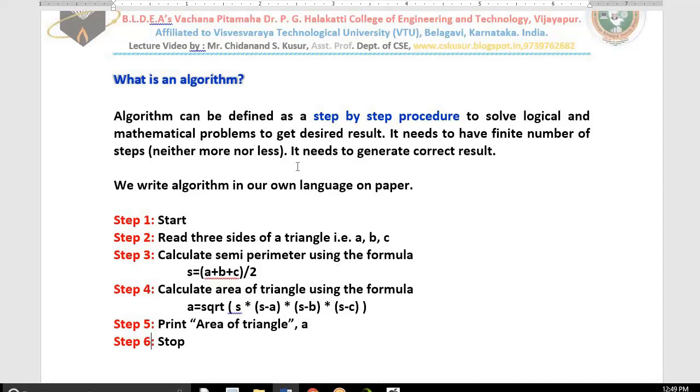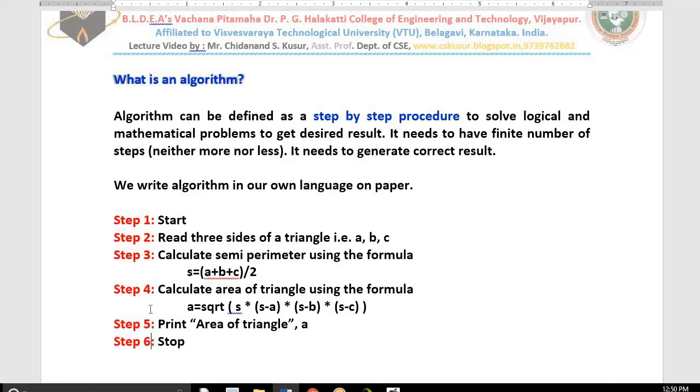Then how do you want to answer the question, what is an algorithm? Algorithm can be defined as a step-by-step procedure to solve a logical or mathematical problem to get the desired result. It needs to have finite number of steps, neither more nor less. It needs to generate correct result. Usually we write an algorithm in our own language on paper. You can write this algorithm in English or in any other language human beings can understand. Even if you write in Kannada also no problem at all. If you write in Hindi also no problem at all, because we are writing on paper. We are not providing these steps to a computer system.